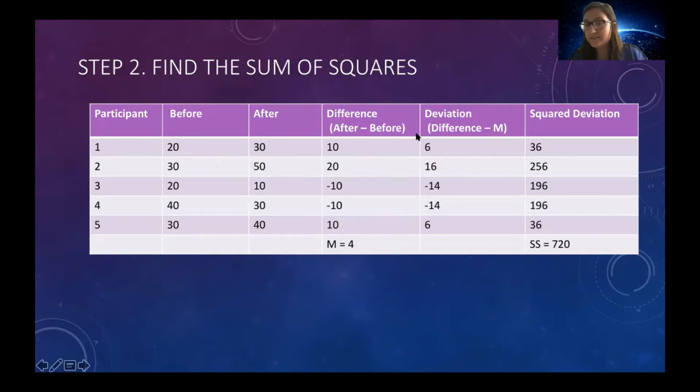So in order to find the sum of squares, you look for the deviation score first. The deviation score in this case is going to be your difference score, that's like your new piece of data, minus your mean. So 10 minus 4 equals 6, 20 minus 4 equals 16, negative 10 minus 4 equals negative 14, and so on and so forth. Then once you get your deviation score, you're going to get your squared deviation score. So you simply square the deviation. So 6 squared is 36, 16 squared is 256, negative 14 squared is 196, and so on and so forth. And then you add those all together. So what you get as your sum of squares for this data set is 720.